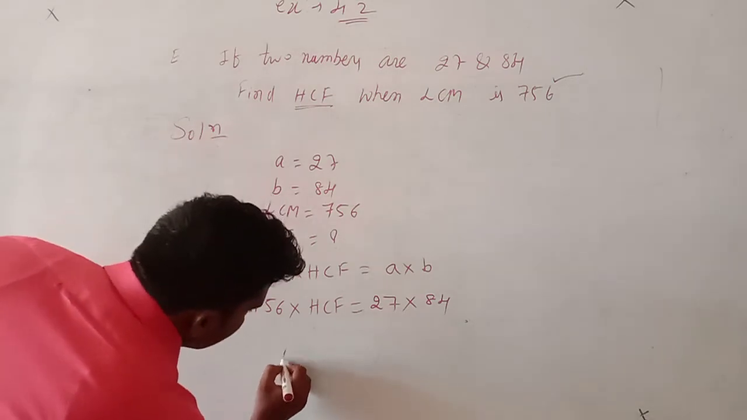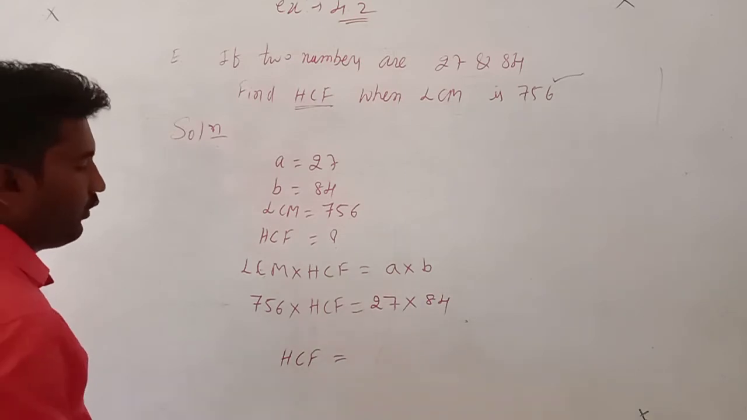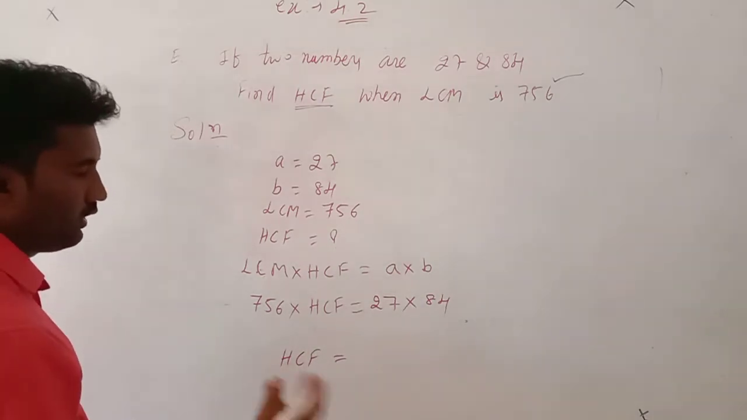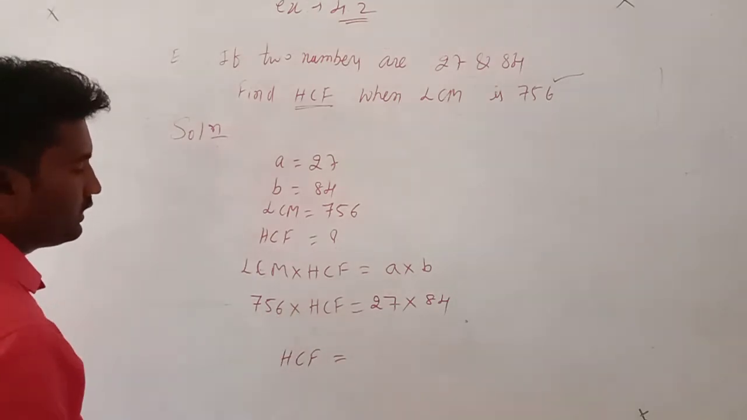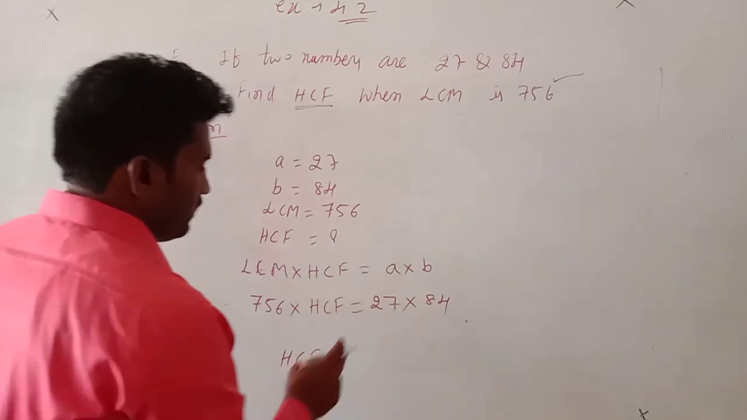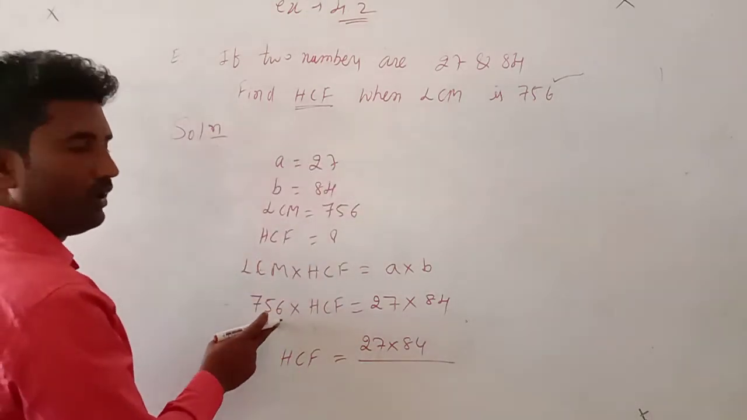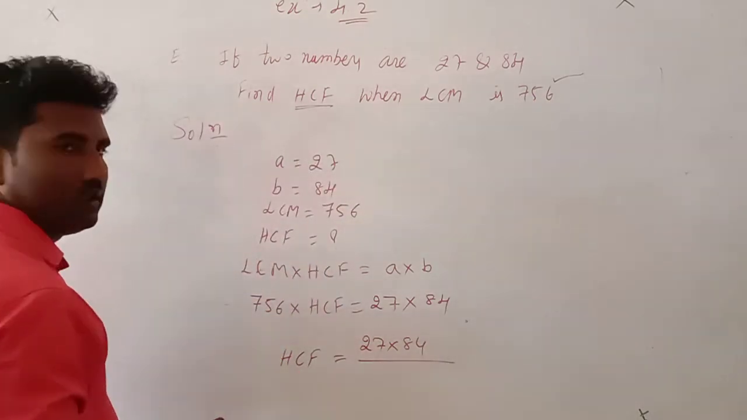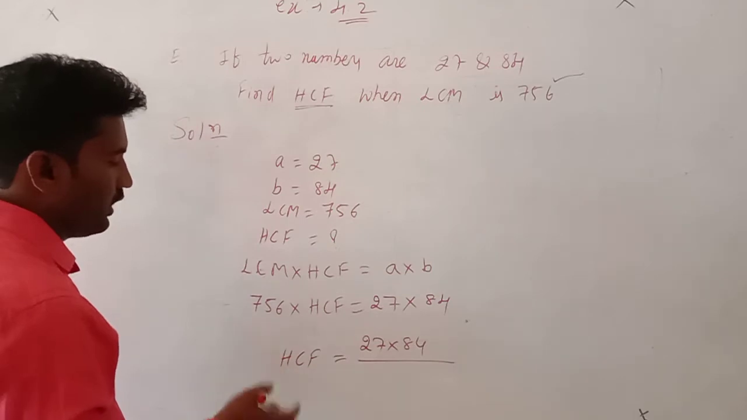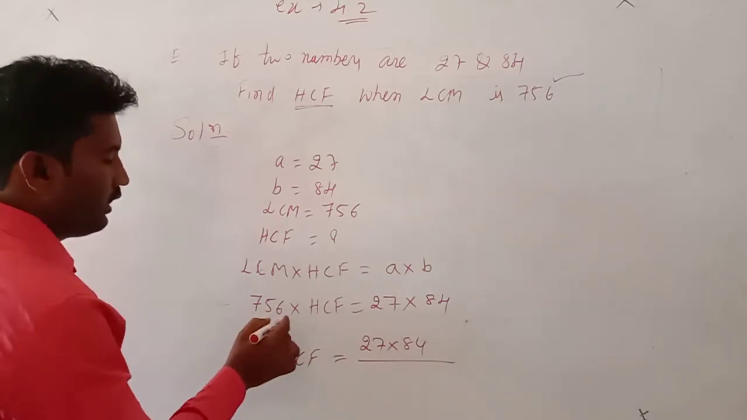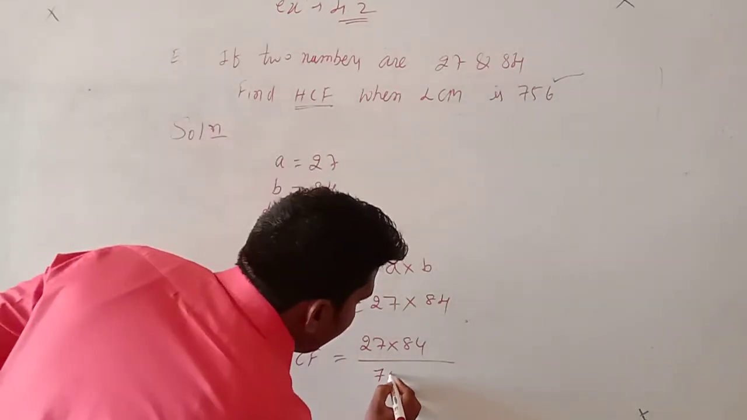Keeping HCF on the left side, when we send 756 from left to right, its sign will change. Its sign is multiply, so it becomes divide. So HCF equals 27 into 84 divided by 756. When a number changes sides, its sign changes: plus to minus, minus to plus, multiply to divide, and divide to multiply.